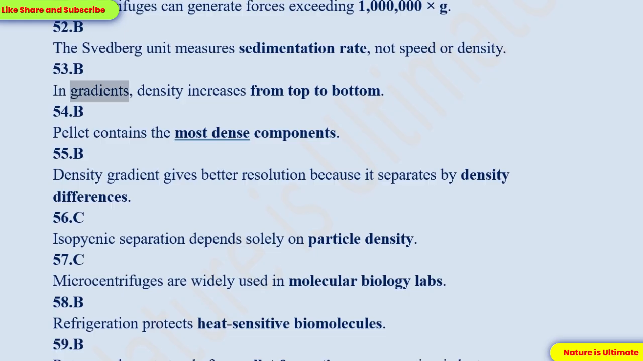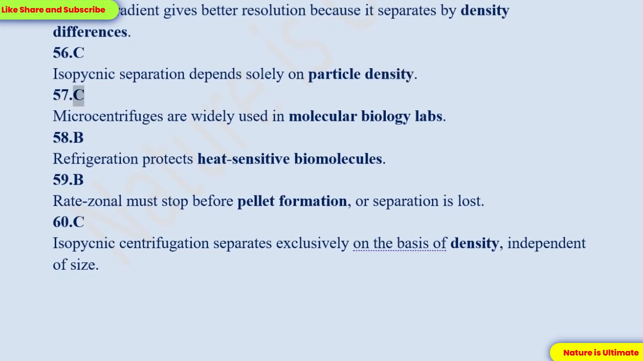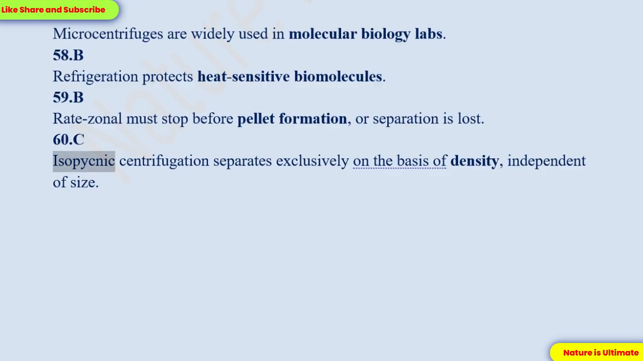53b. In gradients, density increases from top to bottom. 54b. Pellet contains the most dense components. 55b. Density gradient gives better resolution because it separates by density differences. 56c. Isopycnic separation depends solely on particle density. 57c. Microcentrifuges are widely used in molecular biology labs. 58b. Refrigeration protects heat-sensitive biomolecules. 59b. Rate-zonal must stop before pellet formation, or separation is lost. 60c. Isopycnic centrifugation separates exclusively on the basis of density, independent of size.